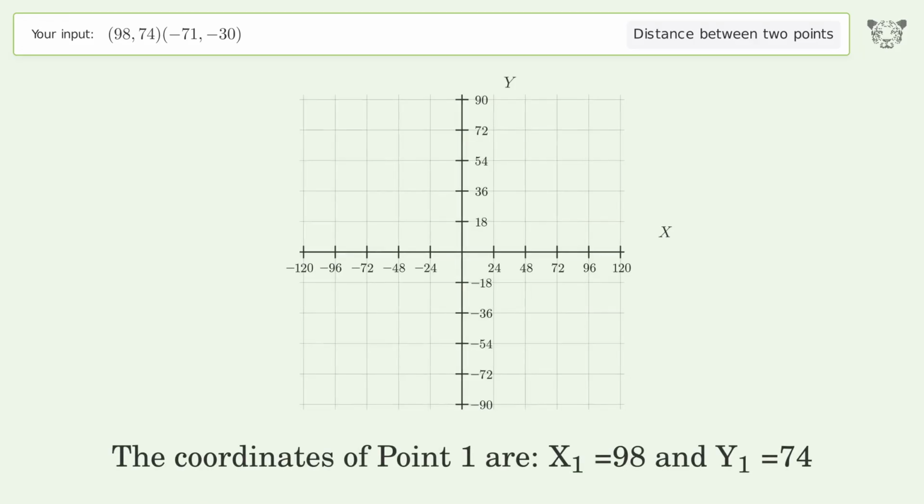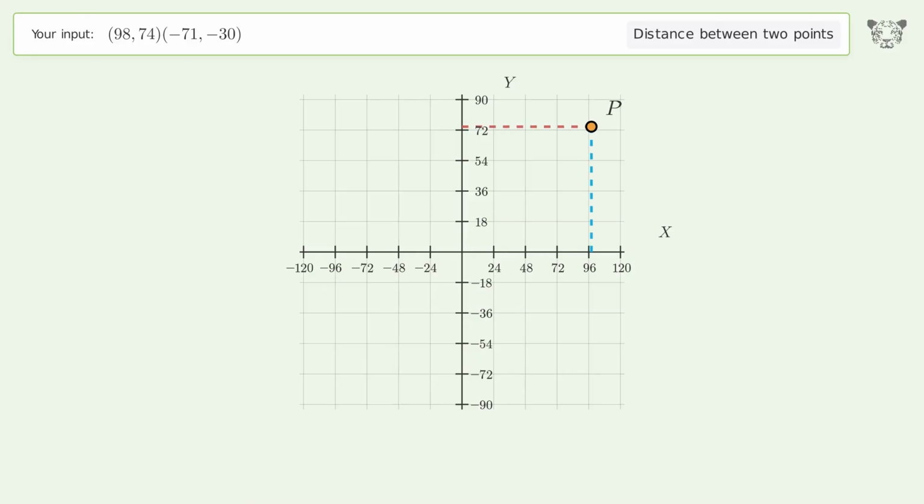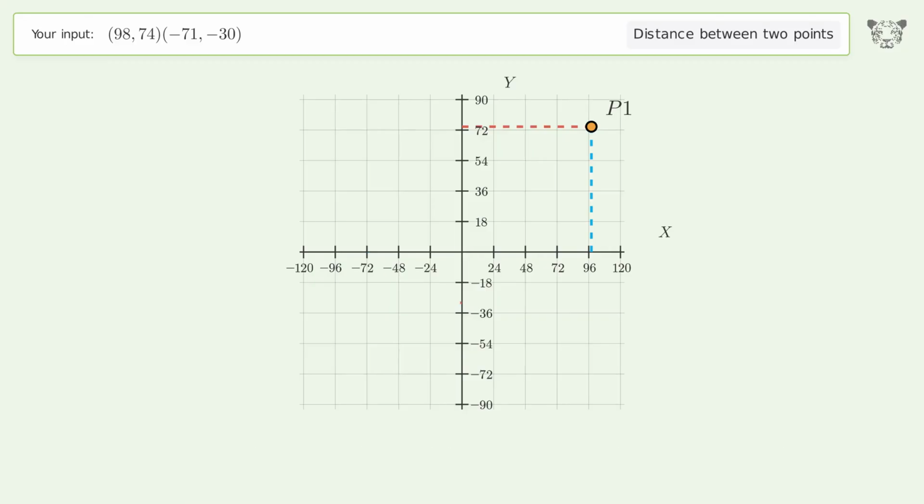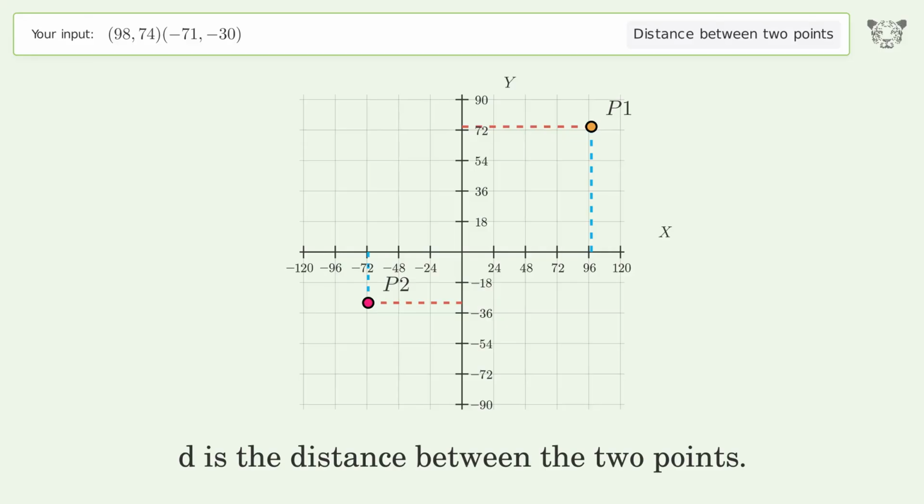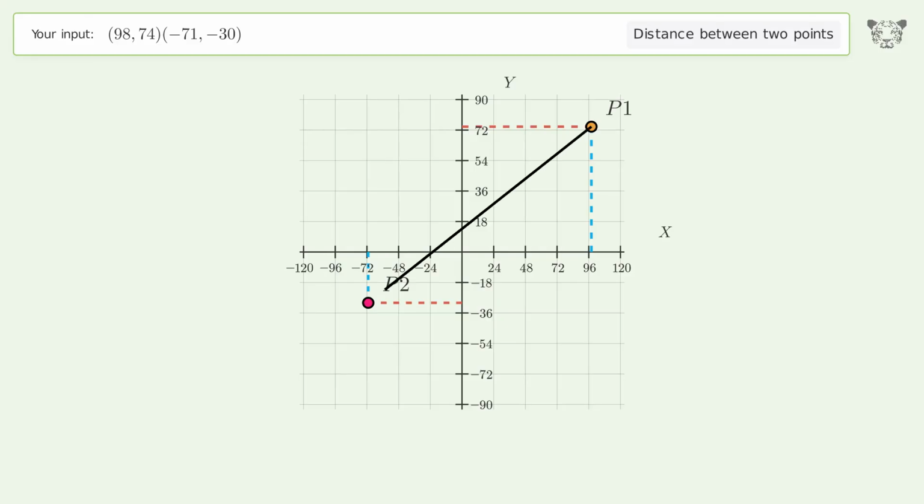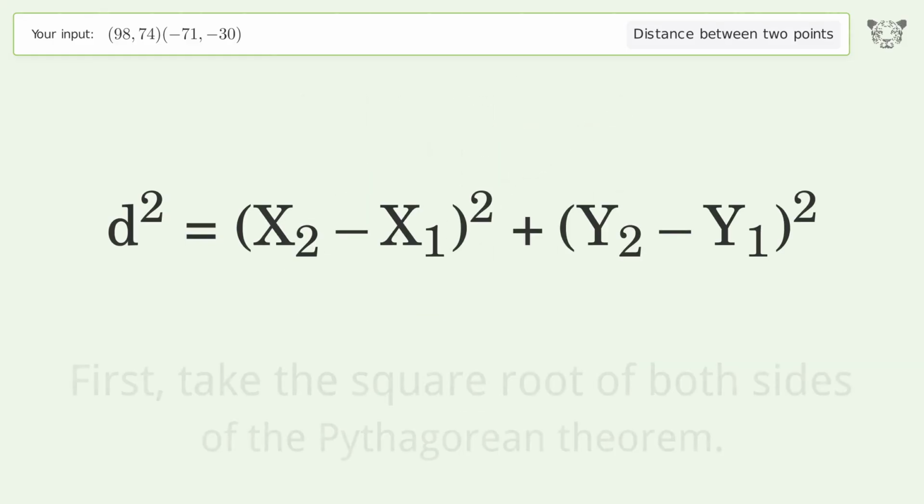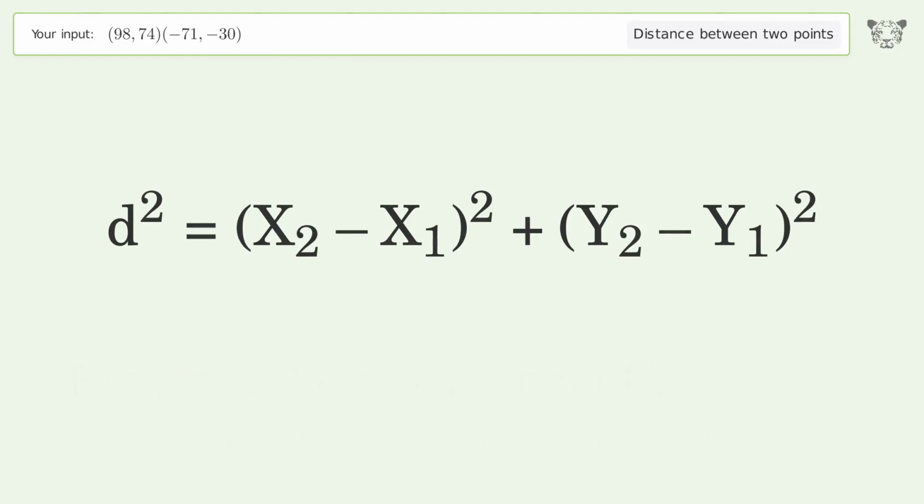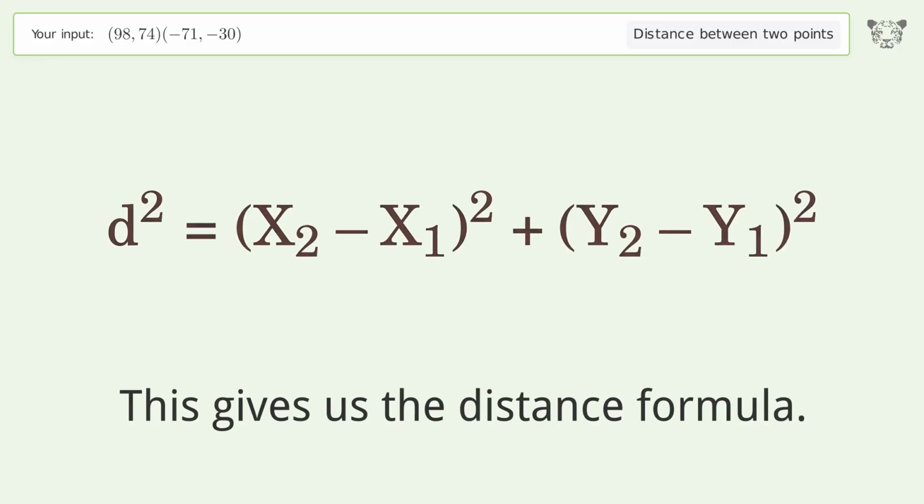The coordinates of point 1 are x1 equals 98 and y1 equals 74. The coordinates of point 2 are x2 equals negative 71 and y2 equals negative 30. D is the distance between the 2 points. First, take the square root of both sides of the Pythagorean theorem. This gives us the distance formula.